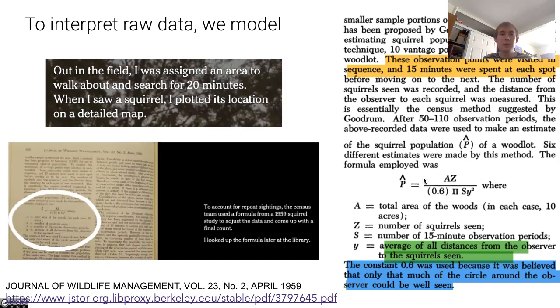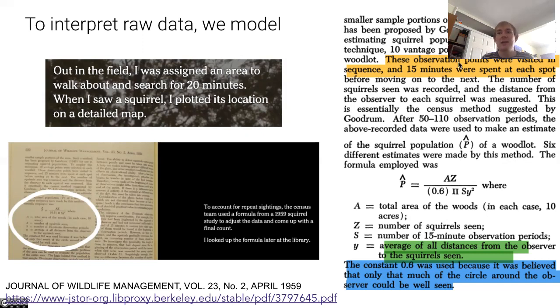So there are a couple things to point out with this. The first thing to realize is that this formula here, p hat equals az over 0.6 pi sy squared, is a model. This takes some data and again transforms that data into a statement: there are 2,373 squirrels in Central Park. But the important thing to keep in mind is that models have assumptions.